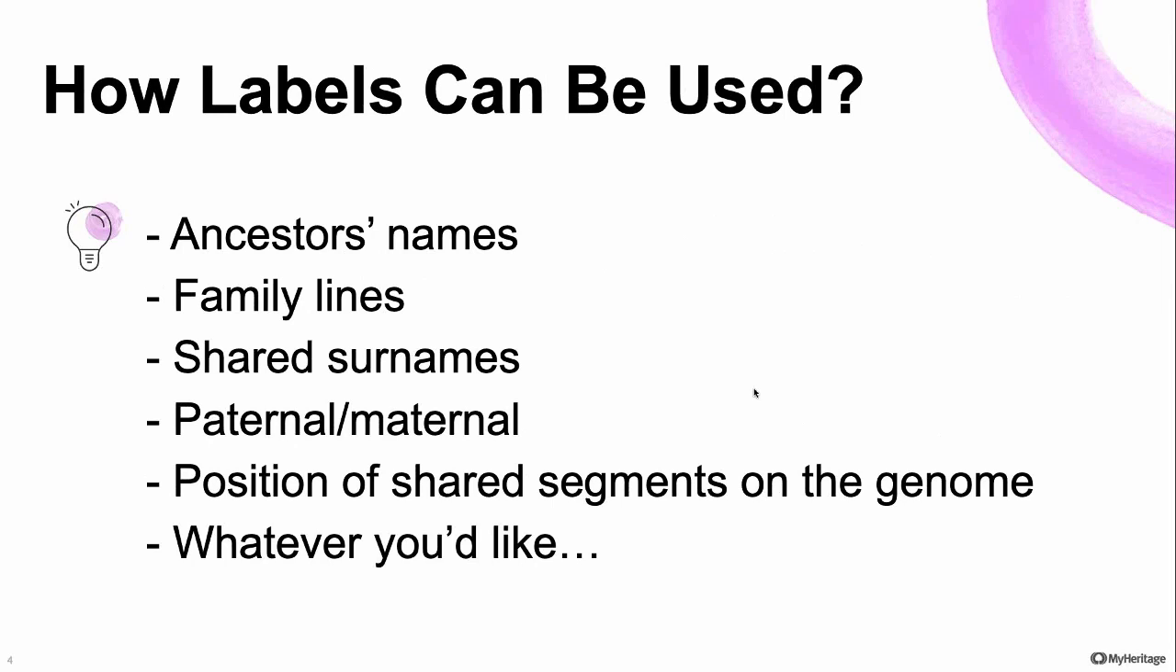But the way most people use them is by creating labels by certain ancestor names, or by family lines, surnames that they're researching, breaking DNA matches into paternal and maternal. Some use them to mark DNA matches based on the position on the genome, where they have shared segments with those DNA matches. But really, as you'll see throughout the presentation, you can use them in any way that you'd like.